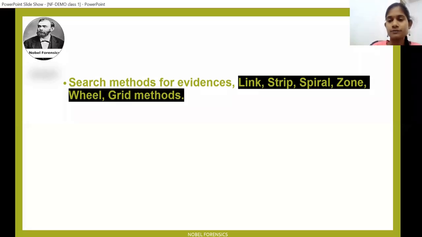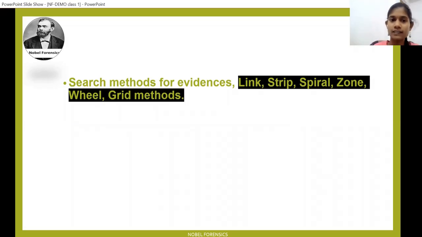And link method means linking one evidence to the other evidence. For example, if there is a blood stained knife in the crime scene, then immediately the investigating officer goes and searches whether there is any injury on the victim's body, means one evidence, that knife, is linking the injury. And also if there is any gunshot wound on the victim's body, then searching for the fired cartridge case at the crime scene, means that gunshot wound is linking the fired cartridge case. That is link method, one evidence linking the other.